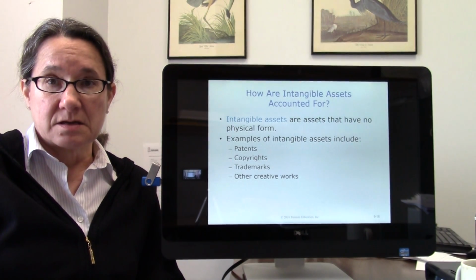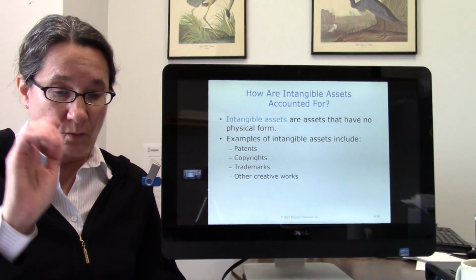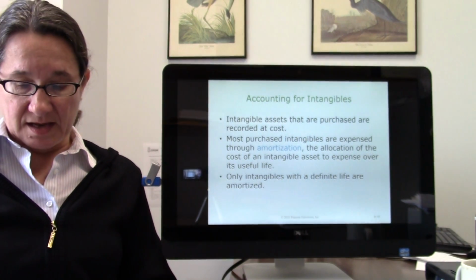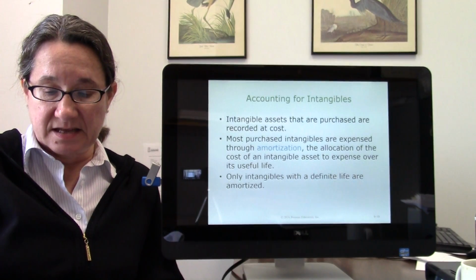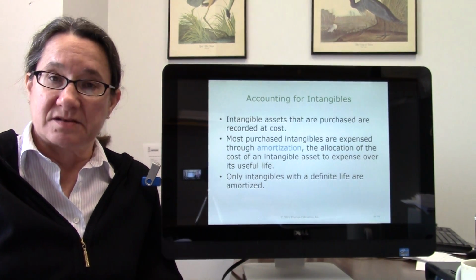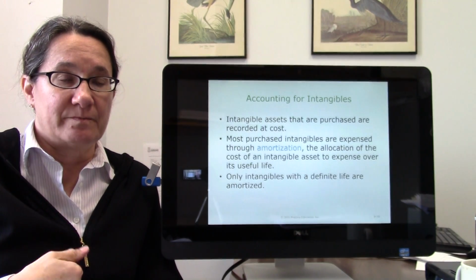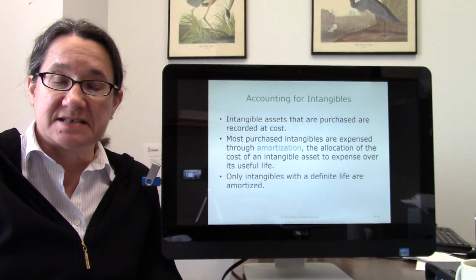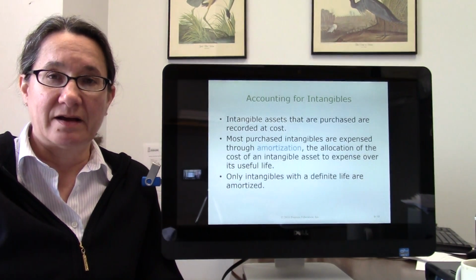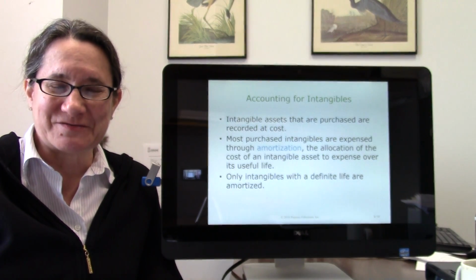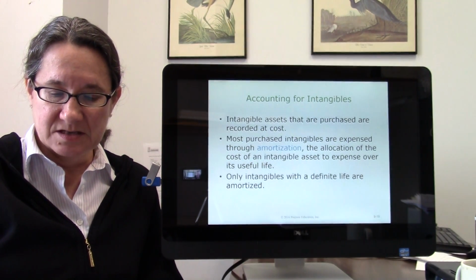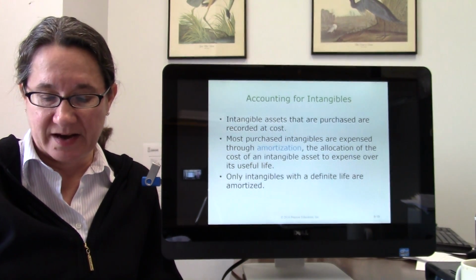All right. So what do we do about this? Intangible assets that are purchased are recorded at cost. So obviously, if Microsoft decided to sell the patent for Excel, and you paid them, I don't know, they probably want billions of dollars for that. You paid them billions of dollars, you just put down the cost, right? So if an intangible asset's purchased, you put it down at cost.